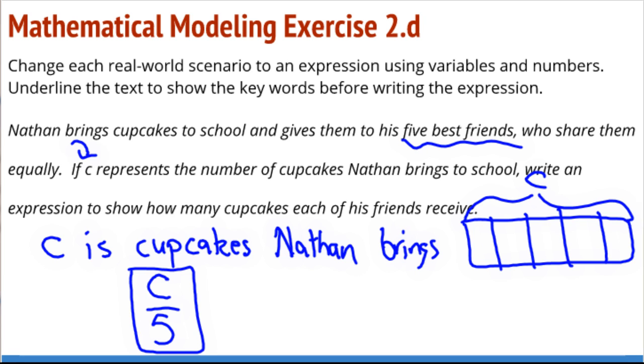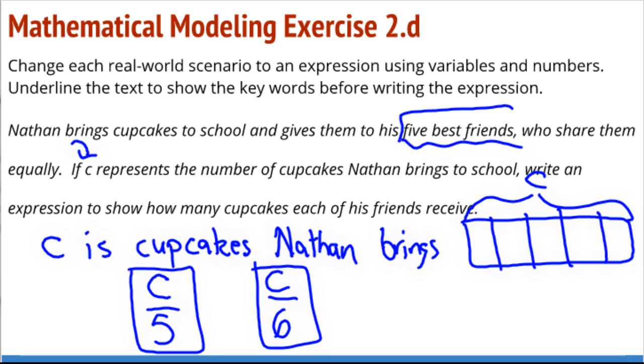And of course, I always wonder, well, did Nathan get one of these cupcakes? So if Nathan took one too, then in my head it'd be, well, the cupcakes divided amongst 6. But Nathan probably had his cupcake at home and probably didn't bring it to school. But I always wonder that. Resist the urge to overthink it. They said 5 best friends, so we'll probably divide by 5.